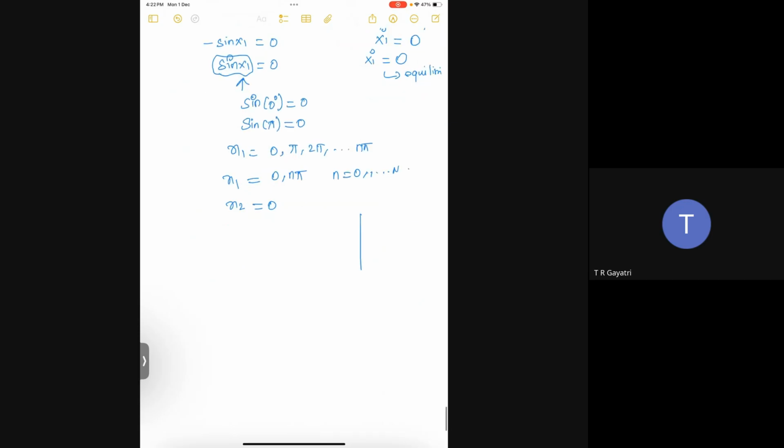So if I draw a trajectory for this, for x1, for all values of pi, wait.